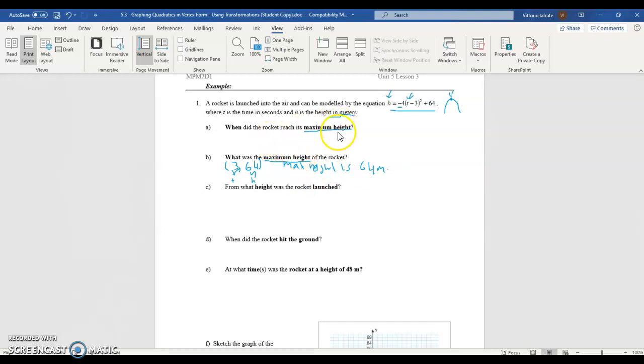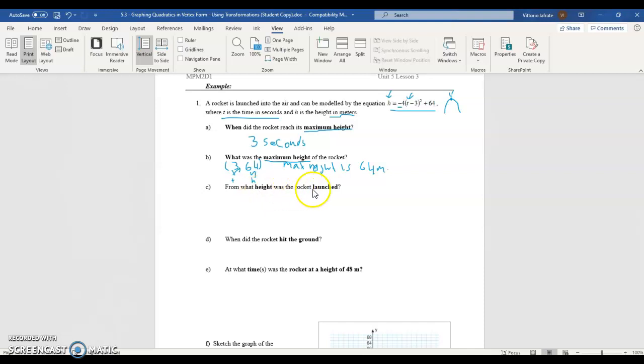When did the rocket reach the maximum height? Well, it's the associated time with it in the coordinate for the vertex. So we reached the maximum height 3 seconds in. We know time is in seconds in this case. So you have to make sure you put those units down. So whenever you're asked for maximum height, that means the vertex, the time it takes to reach that maximum height is the associated time in the vertex.